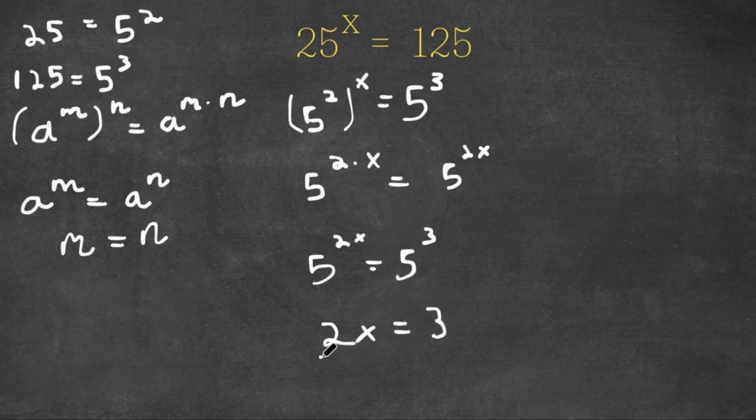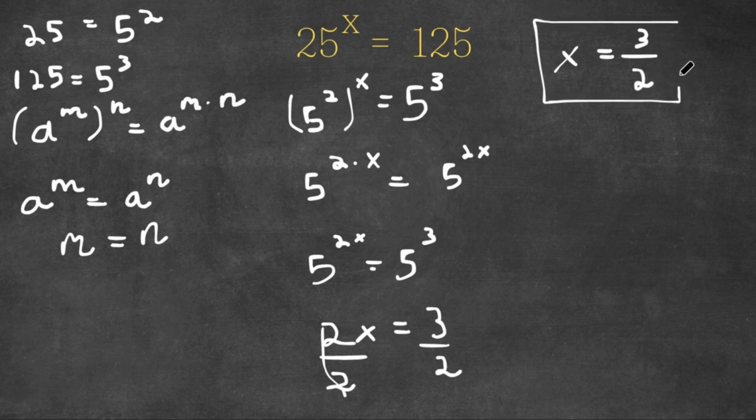Now, this is a simple equation. All I have to do is isolate x, so I'm going to divide both sides by 2. These two cancel out, and I get x is equal to 3 over 2. So this is our answer.